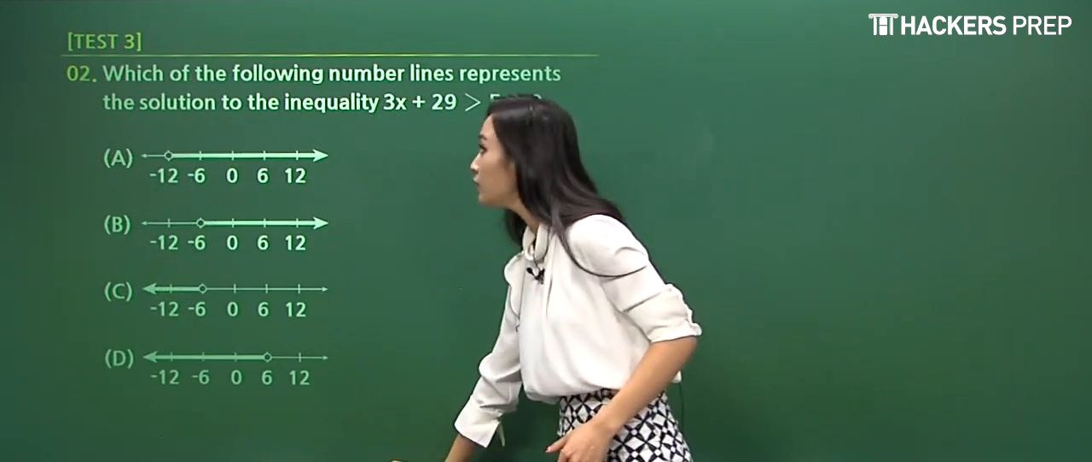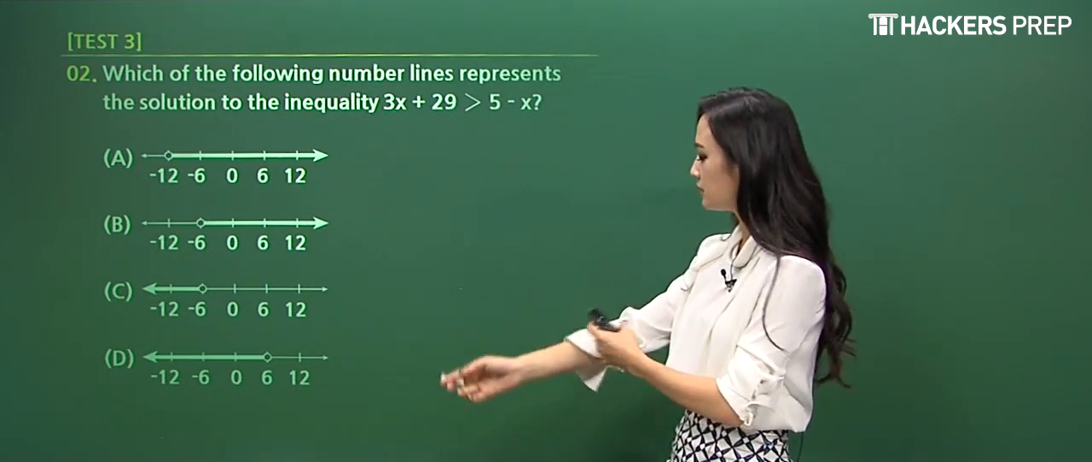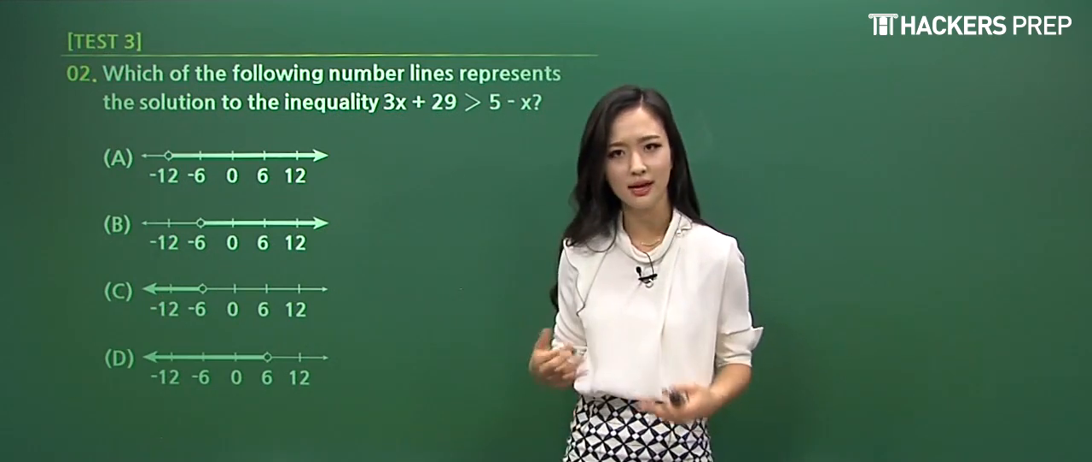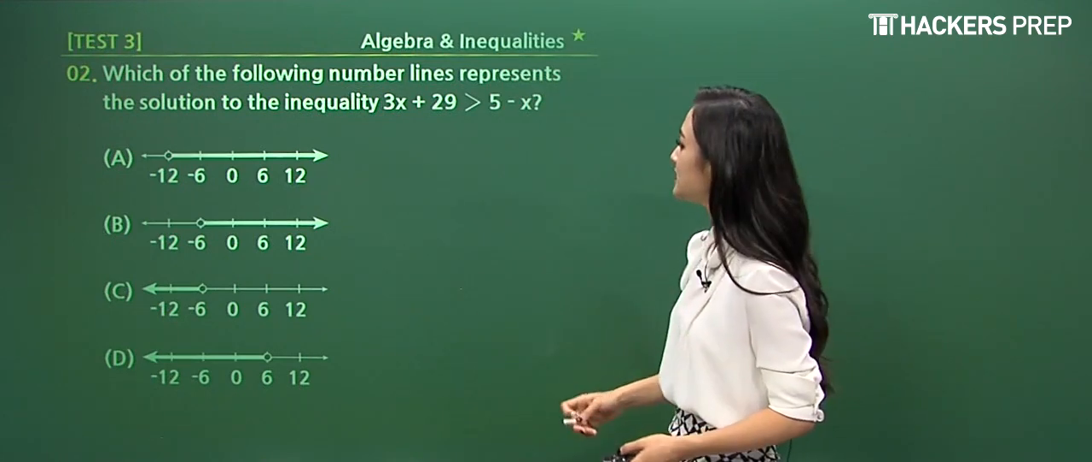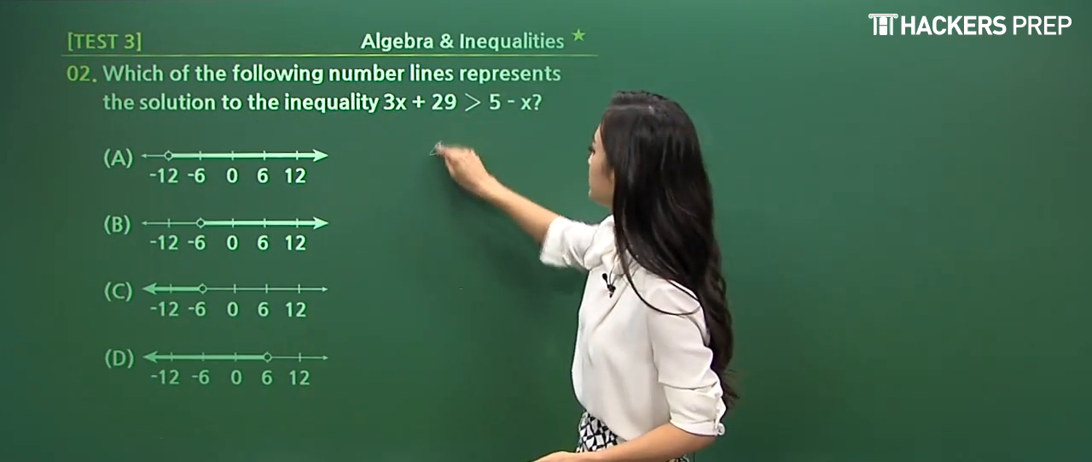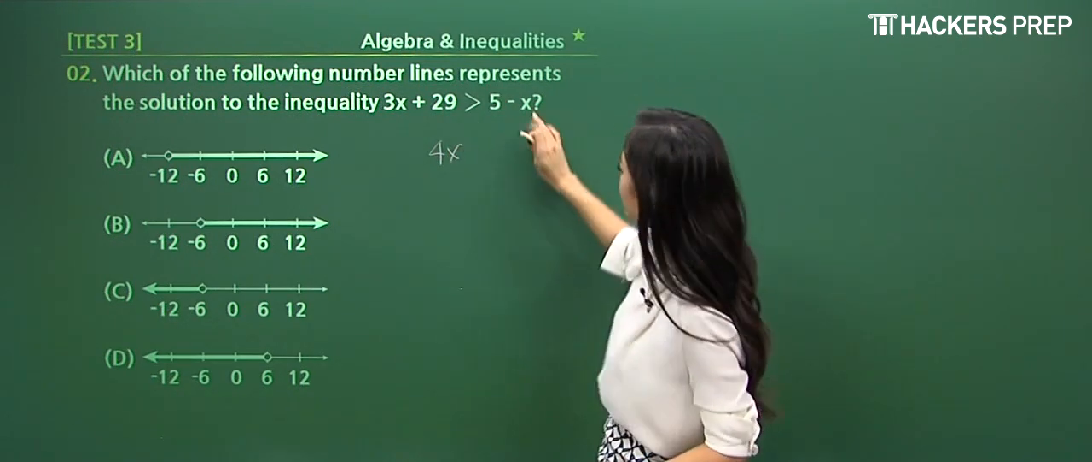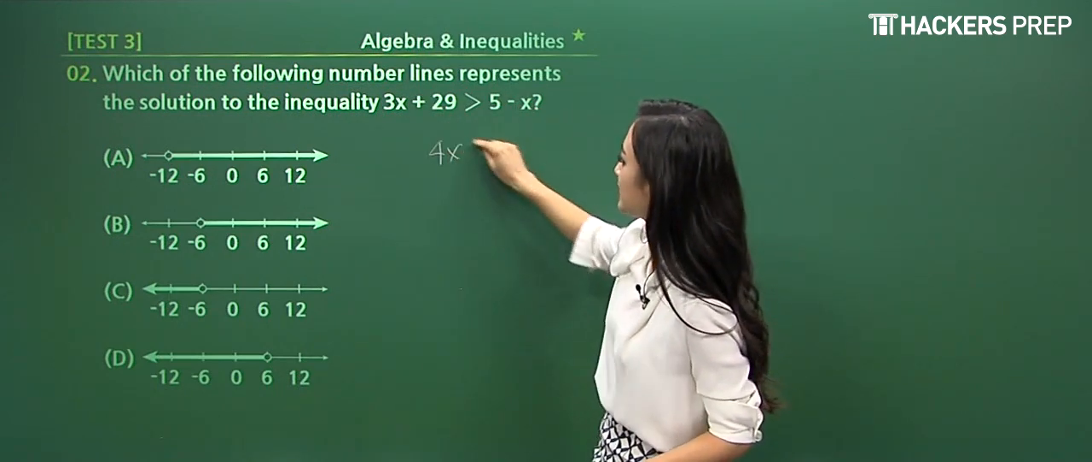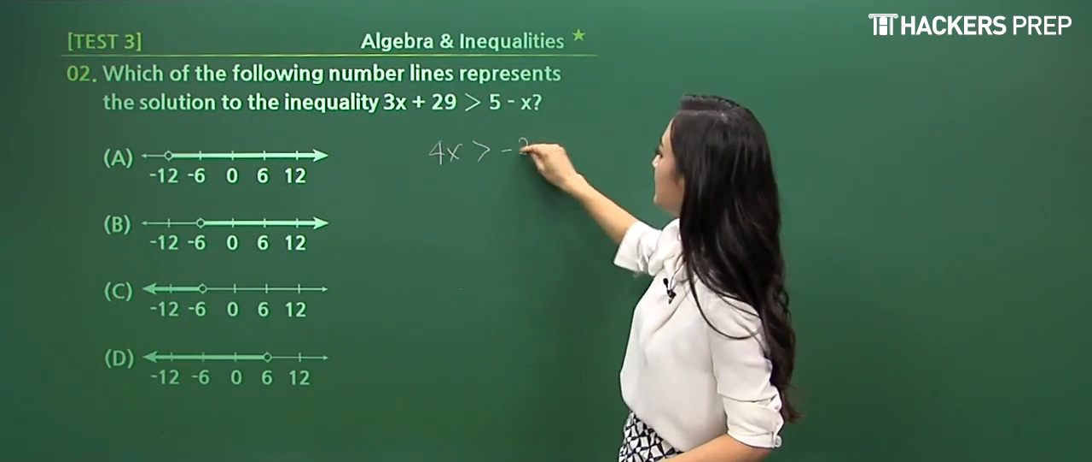Let's read this one. Which one of the following number lines represents the solution to the inequality? You can't actually use your calculator for this, right? Another inequality type of a question. So let's group the variables together. Whichever involves x, I don't like my negative value, so move it to the left side. And the right-hand side becomes a negative 24.